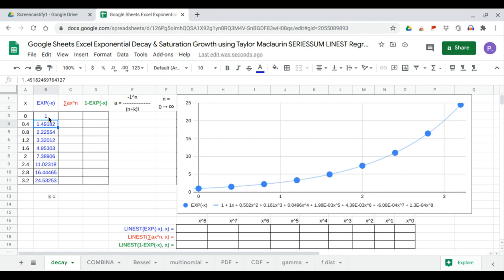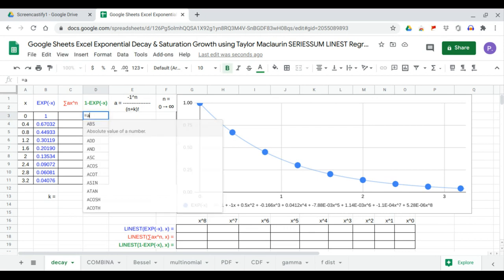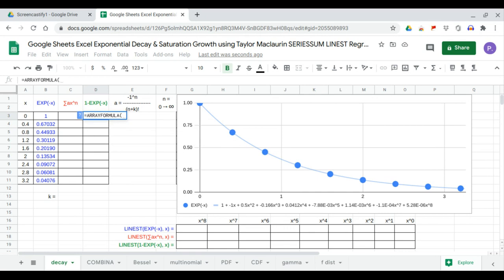Since we're drawing the decay, we add in the negative sign. So here you have the exponential decay, and the trend line equation to the power 8, or degree 8. Next, we generate the saturation, which is equal to array formula 1 minus the exponent of these y values.